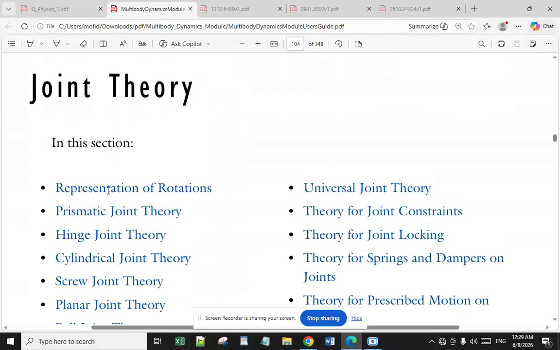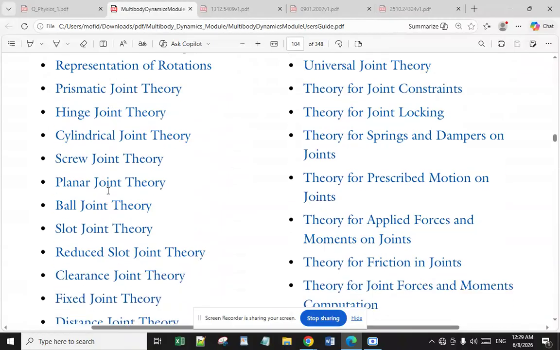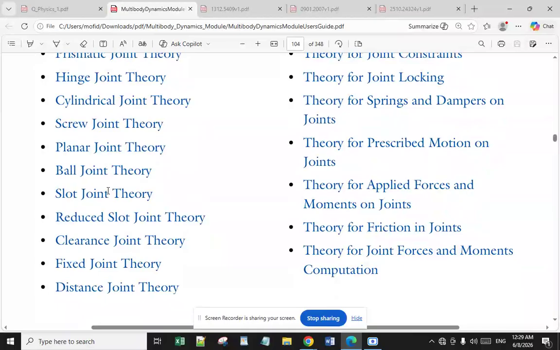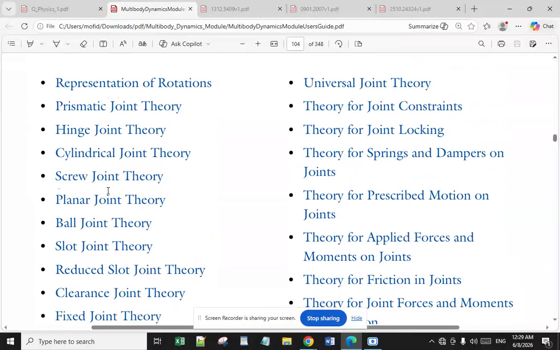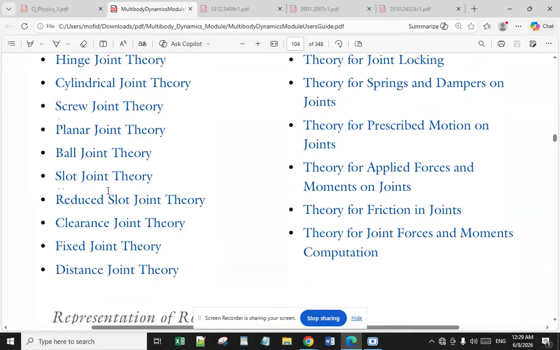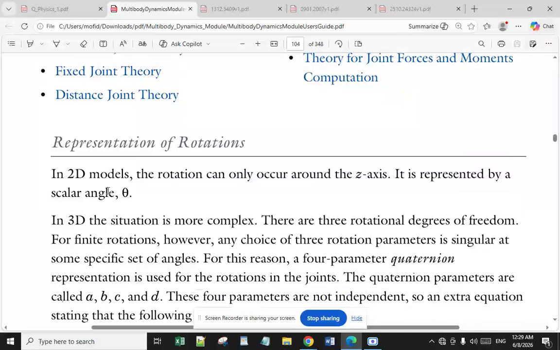In this section, we want to go through representation of rotation, prismatic joint theory, hinge joint theory, cylindrical joint theory, screw joint theory, planar joint theory, ball joint theory, slot joint theory, reduced slot joint theory, clearance joint theory, fixed joint theory, distance joint theory, universal joint theory, theory for joint constraints, theory for joint locking, theory for springs and dampers on joints, theory for prescribed motion on joints, theory for applied forces and moments on joints, theory for friction in joints, theory for joint forces and moments computation.